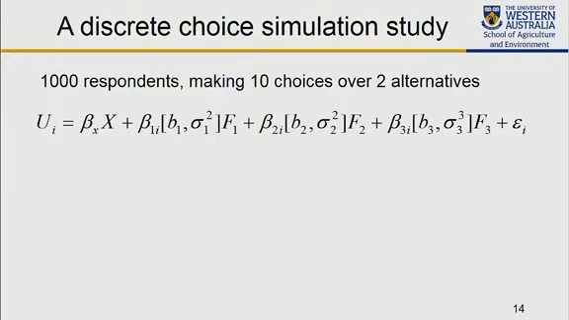So let's do a little simulation. I've simulated some data, got 1,000 respondents, invented respondents sitting in my computer. They each make 10 choices. They make the choices over 2 alternatives. The utility function that drives the choices depends upon a continuous variable x and 3 categorical variables. Put a random error term on the end so that we get a bit of randomness in their choices. It's not perfect.